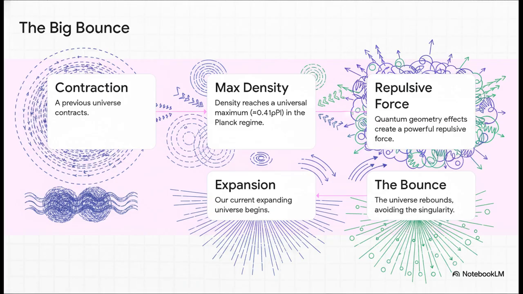So picture this. A previous universe collapses in on itself. The density gets absolutely insane. It hits this maximum limit called the Planck density, and then bam! That quantum repulsion kicks in and forces the whole thing to rebound. And that rebound, well, that's what we experience as our Big Bang.